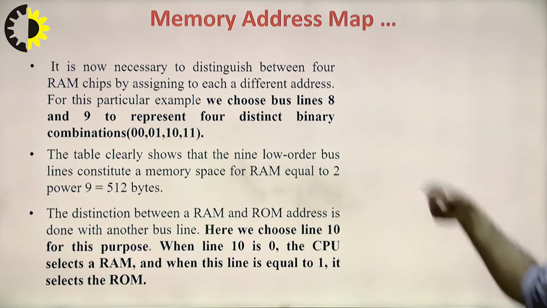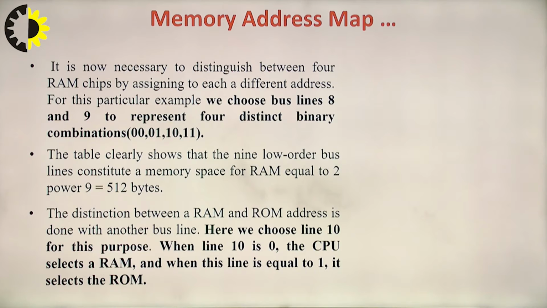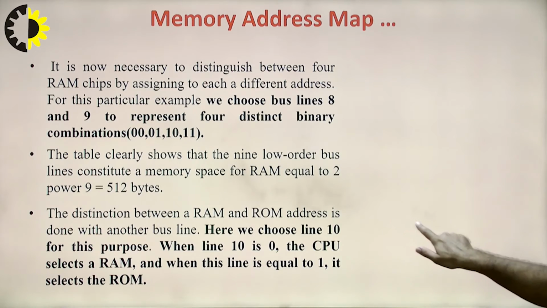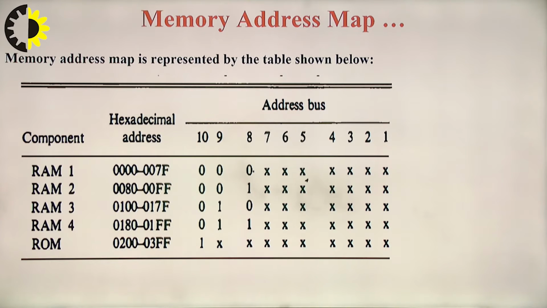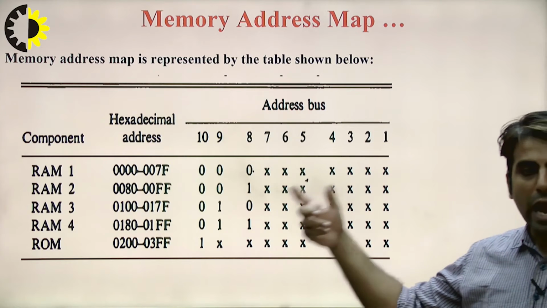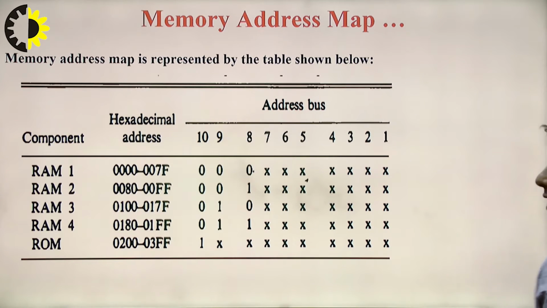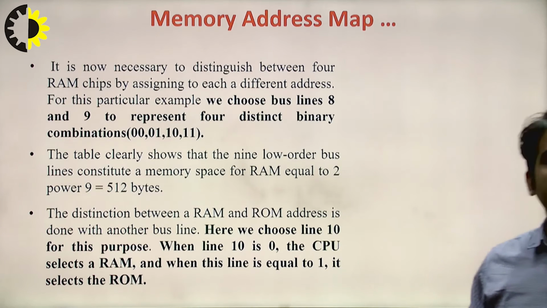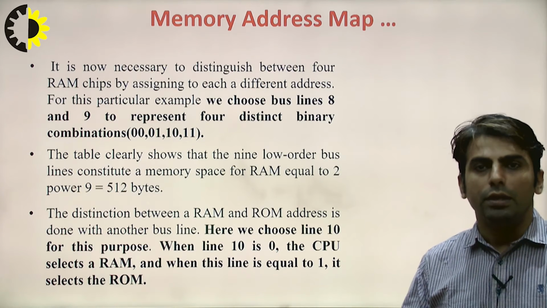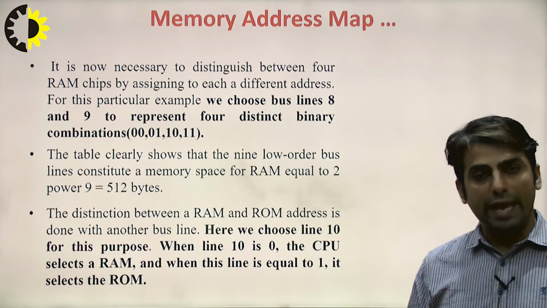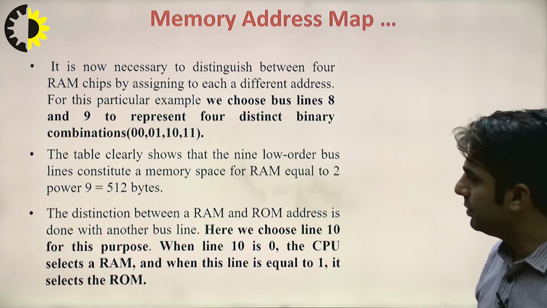The next point, the table clearly shows that the 9 low order bus lines constitute a memory space of RAM equal to 2 power 9, that is 512 bytes. See this table. Since we are using 9 address line bits, that means it is making a total memory size of 2 power 9. I will come again on this part, like 2 power n, where n represents the total number of lines.